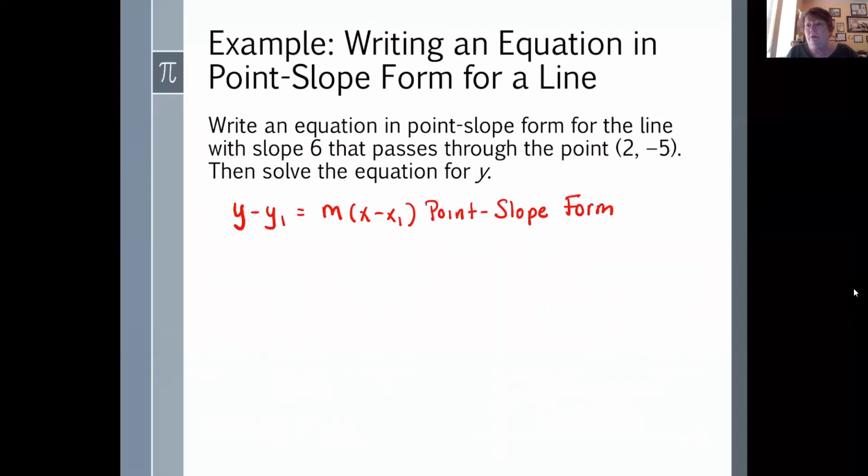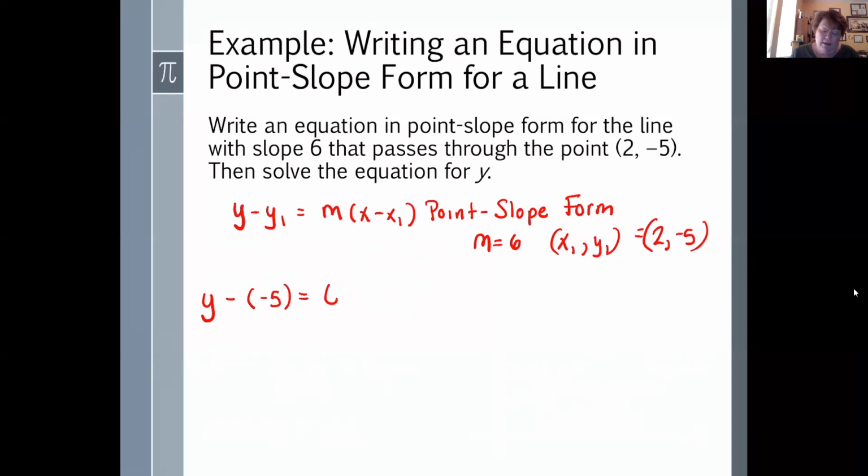And you know two things. You know that the slope is 6, and you know one point on the line is (2, -5). So we're going to make those substitutions. So we have y minus a negative 5 equals 6 times x minus 2.